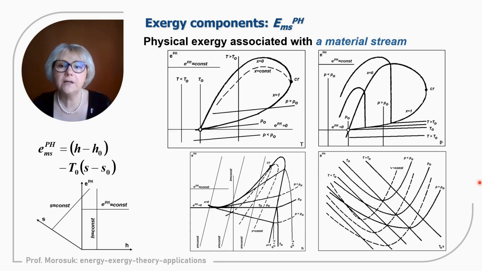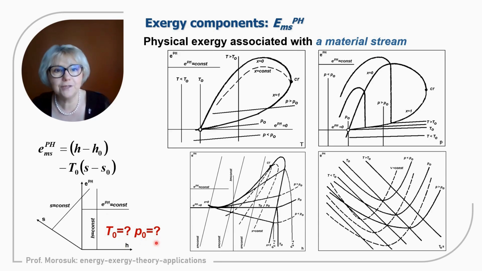But the problem associated with all these diagrams is the following. First of all, these diagrams were created only for pure substances. And if we have mixtures, there was no chance to deal with these diagrams. And the most important, it is not only pure substances: under which conditions were these diagrams developed? What was the T0 and what was the P0 for creating such complex diagrams?